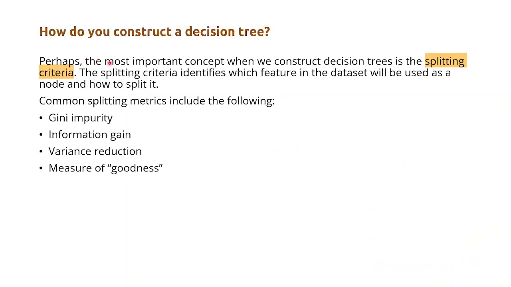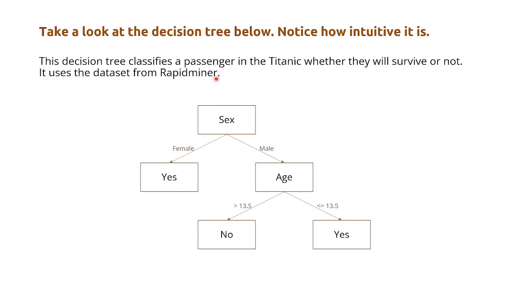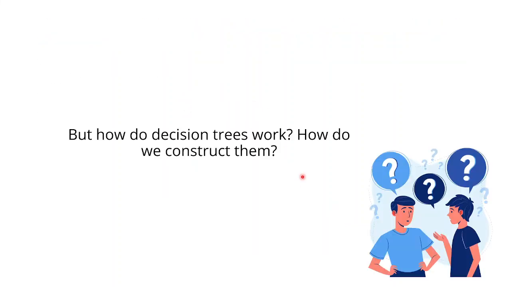Perhaps the most important concept when we construct decision trees is the splitting criteria. This splitting criteria identifies which feature in the dataset will be used as a node and how to split it. So for example, if we go back to our Titanic example, the criteria are sex and age. That's an example of criteria. And then the node is these. Sex and age are still considered nodes.